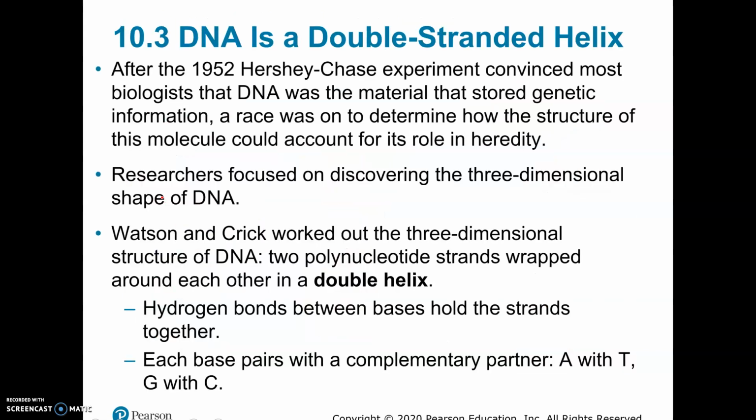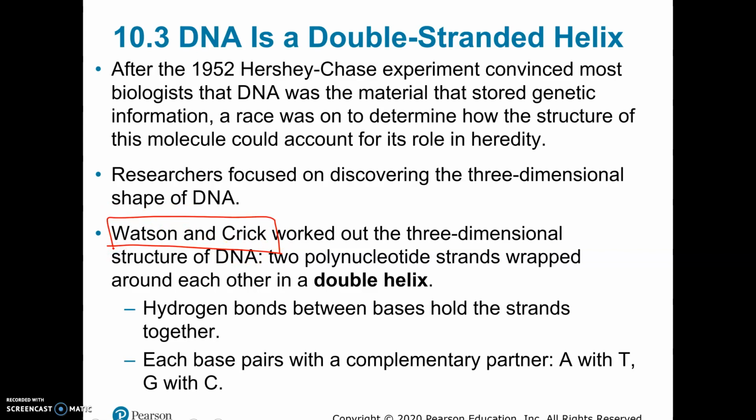Okay, so a little bit more history. So remember Hershey and Chase, they were the ones that figured out that DNA was the genetic material. And then there was this big race. There's actually a movie about it called The Race for the Double Helix, where they were trying to figure out the structure of DNA. And the Nobel Prize was actually awarded to these two guys, Watson and Crick.